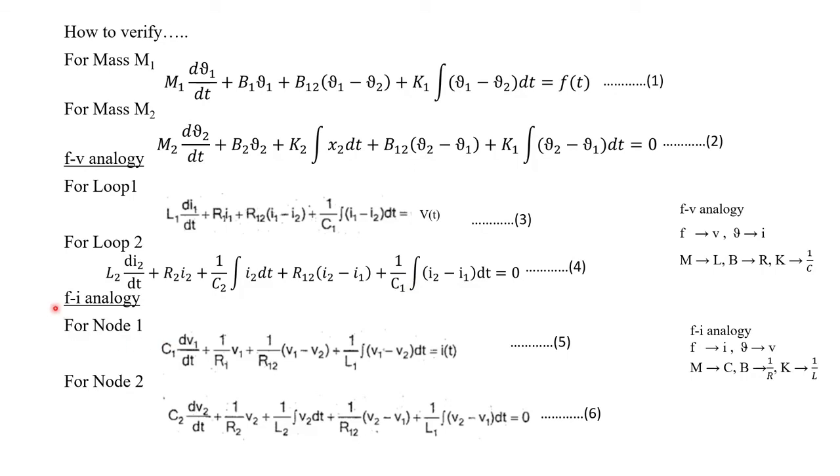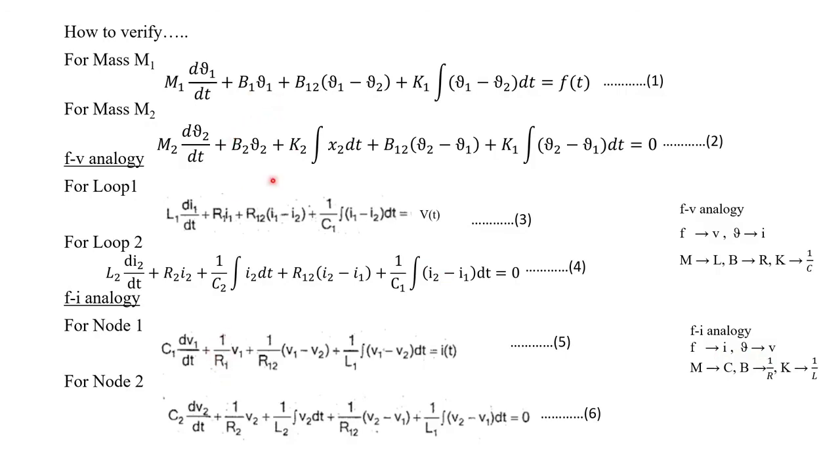Similarly, if you are considering a force to current analogous electrical circuit, we can compare these mechanical equations with the node equations 5 as well as 6. That is, we have to compare equation 1 with equation 5. So here it is M1, here it will be C1 because M is equated to C. And d by dt of V1, here we have voltage V1 because velocity is equated to voltage. Then B1, here it is R1 because B is equated to 1 by R. So instead of B1, here we have quantity-wise 1 by R.